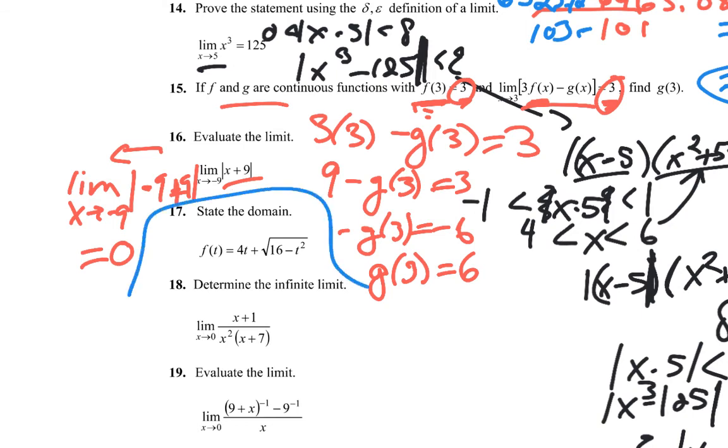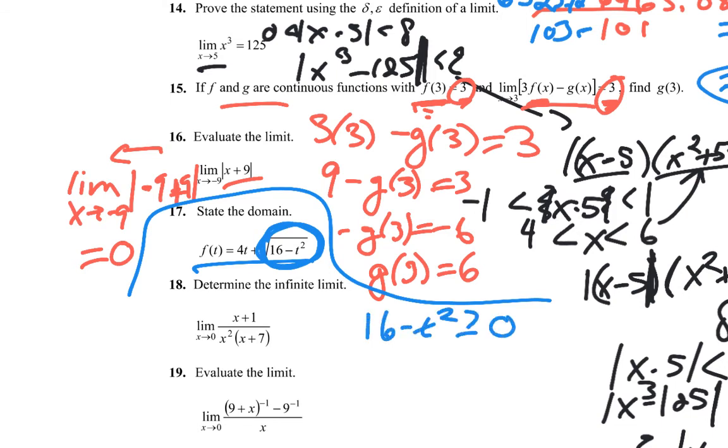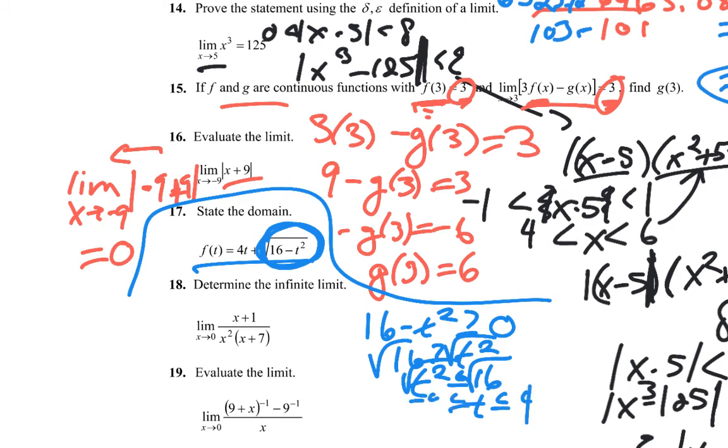Number 17, I want to state the domain here. Well, domain comes from denominators and radicals, any exclusions. So I know that 16 minus t squared has to be greater than or equal to 0. So 16 has to be greater than or equal to t squared. I'm going to take the square root. Because I took the square root, I need to flip this around, by the way. Let's flip it and then take the square root. So t is less than or equal to positive 4, but on the negative side it's also greater than or equal to negative 4. So my domain is from negative 4 to 4.